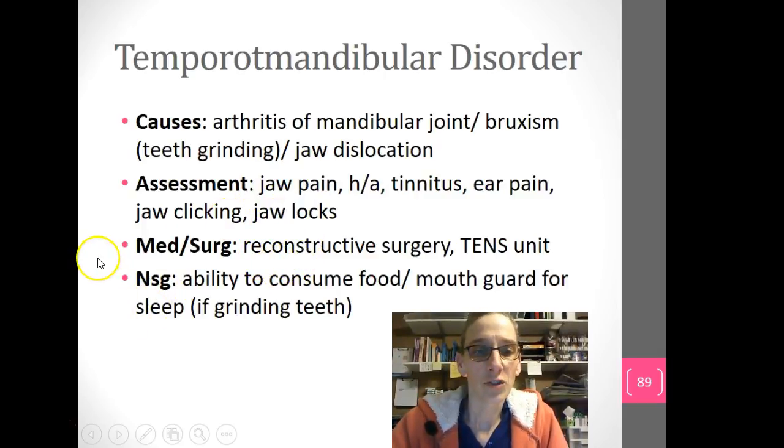All right, medical and surgical treatment is reconstructive surgery, or sometimes using a TENS unit. Nursing management: making sure that they have the ability to consume the food, and using a mouth guard for sleep if they're grinding their teeth. I have tried that some, and I don't know if it really helps or not, but I do use it some.